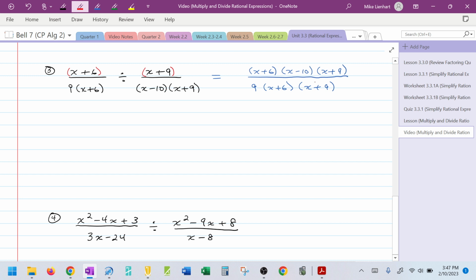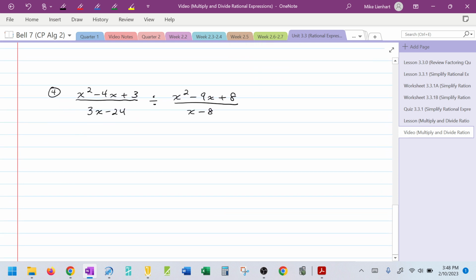All right, so I've got a single fraction now. I'm going to start with x plus 6. Cancels with the x plus 6 on the bottom. X minus 10 doesn't have anybody to cancel with. X plus 9 can cancel with x plus 9. On the bottom, I don't have anything going on with 9, and there's no monomial on top, so I can't cancel the 9 out. That tells me my final answer will be x minus 10 over 9.